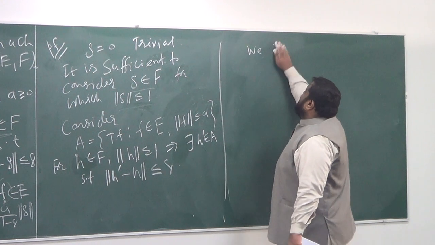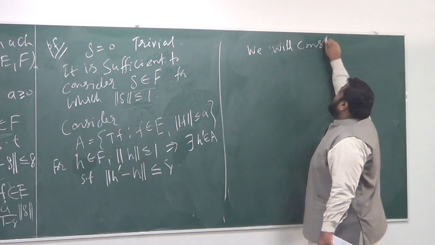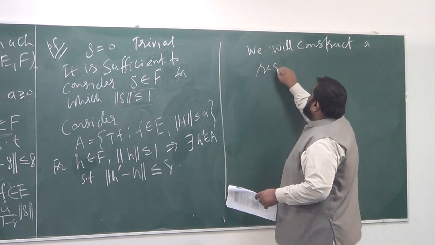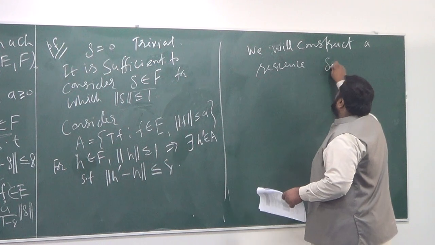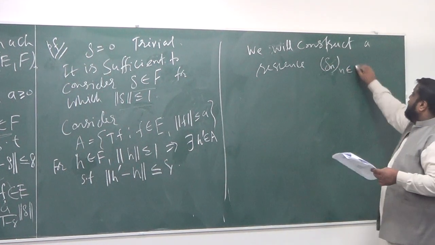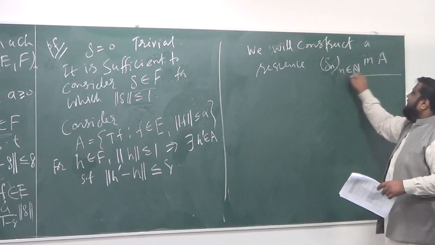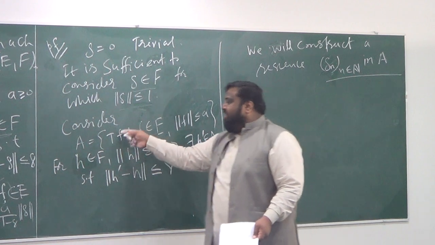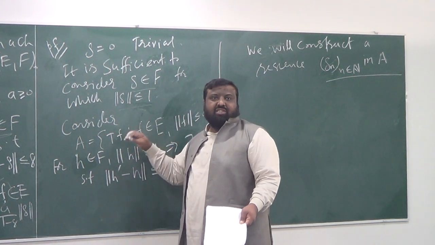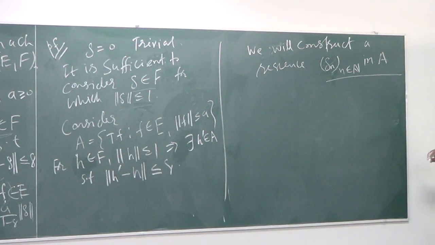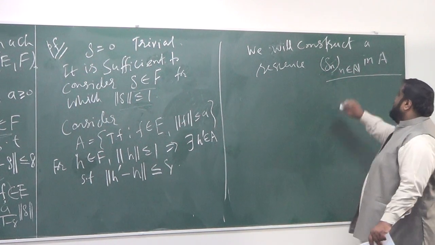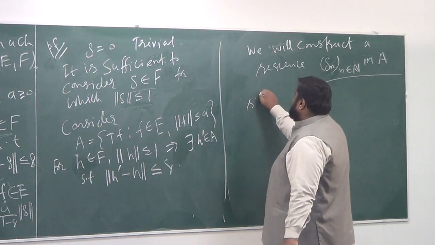We will construct a sequence Gn, n belonging to N, in A, and that's important. If Gn is in A, that means there are Fn's satisfying such properties that T of Fn is Gn. That's what we want, but we haven't yet created such Gn's, a sequence of images. So I want to construct a sequence Gn in A such that this is true.